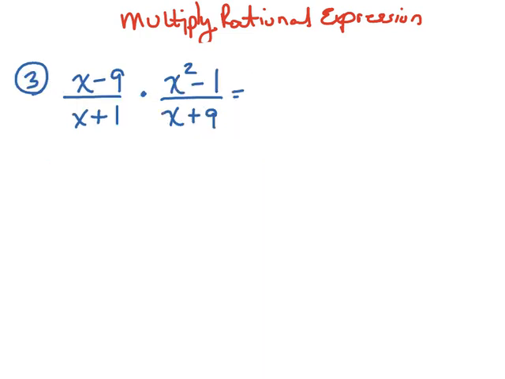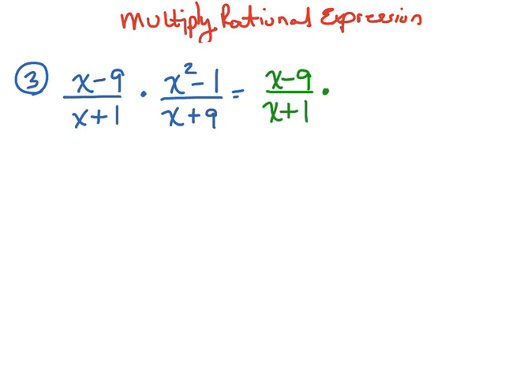Alright, example number 3. This time we're multiplying the two rational expressions, x minus 9 over x plus 1 times x squared minus 1 over x plus 9. First thing I'm going to do is try and factor my numerator and denominator in the first rational expression. X minus 9 cannot be factored, so I'm going to leave it as x minus 9. X plus 1, again, cannot be factored, therefore I'm going to leave it as x plus 1.